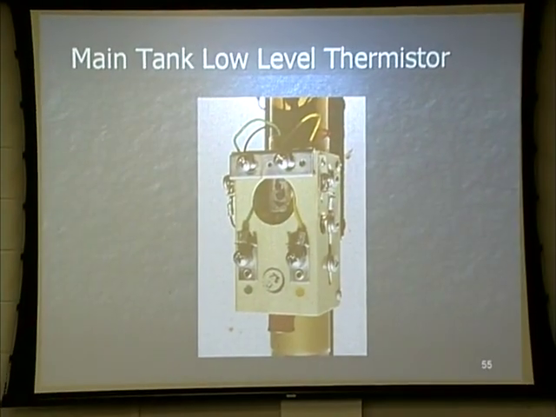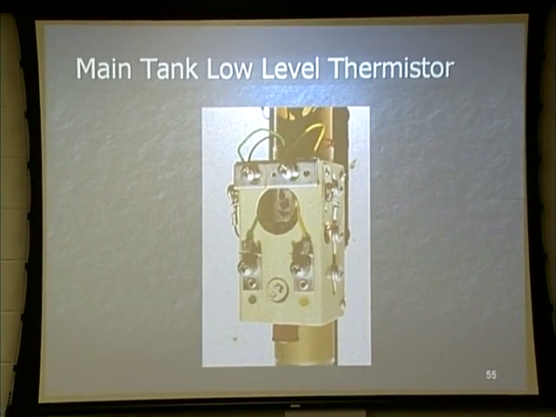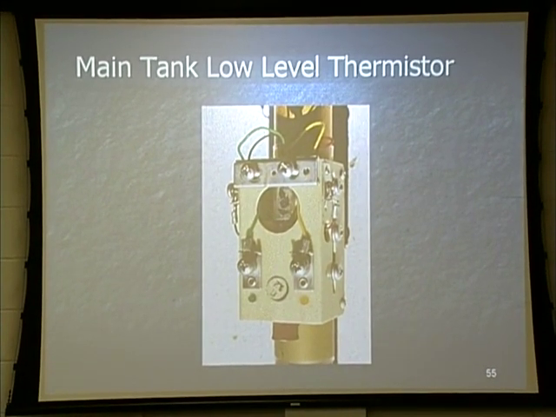Okay, there's your low-level thermistor. Your low-level thermistor, again, is only connected to your center probe on your main tank. We know we're going to empty the fuel out of the aux tanks, right? So do I need a low-level indicator for that? No. Do I know when I've run those aux tanks out of gas? Yes. How? Low-level thermistor on your pump.